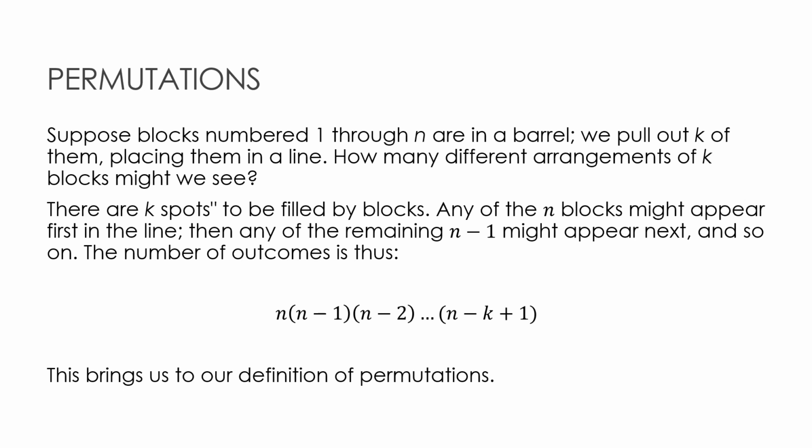Before we begin to formalize our definition of permutations or the formula that we might use, let's look at another example that's very similar to what we just talked about. Suppose I have blocks numbered 1 through n that are in a barrel. We pull out k of those blocks, so I'm just using k and n instead of actual numbers, and placing them in a line. How many different arrangements of k blocks might we see?